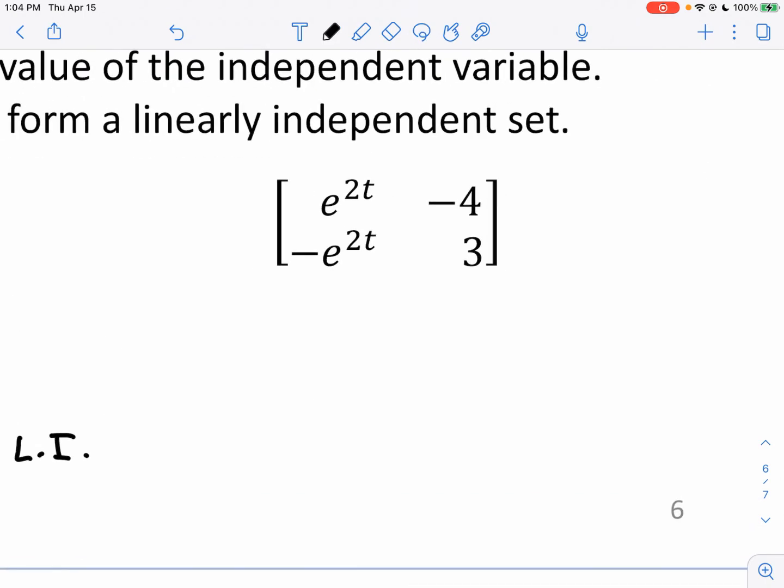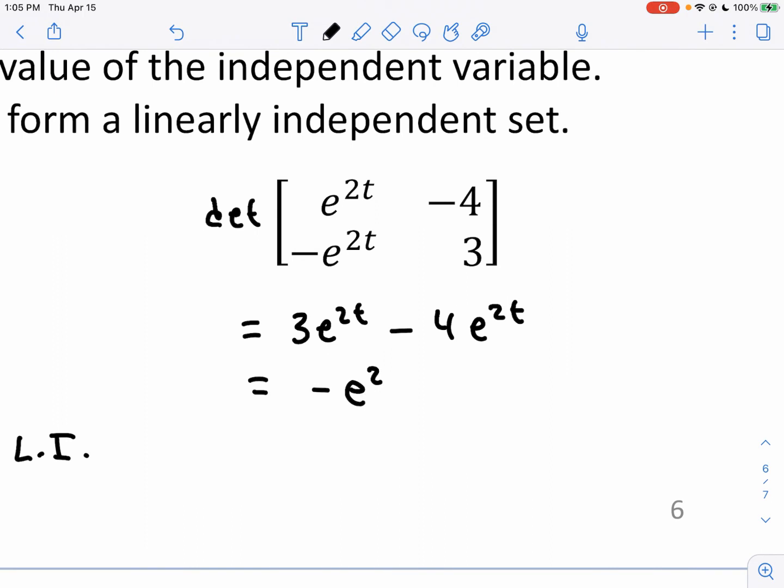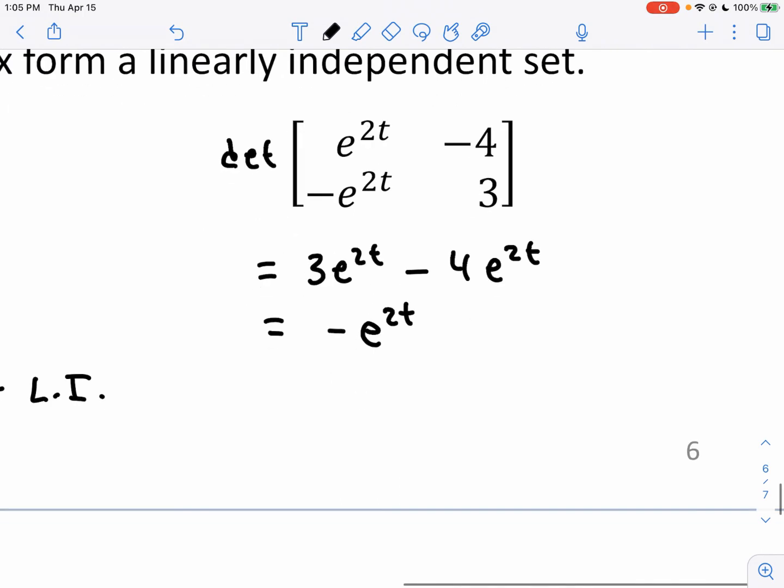Over here, let's do the determinant of this one that involves some exponentials. We do the product of these two here, 3 times e to the 2t, so 3e to the 2t, and then minus this product. Well, that product is 4e to the 2t, but we have to subtract that, so minus 4e to the 2t. That gives us a total of negative e to the 2t. And this is not ever 0. It's a little bit stronger than saying not always 0.